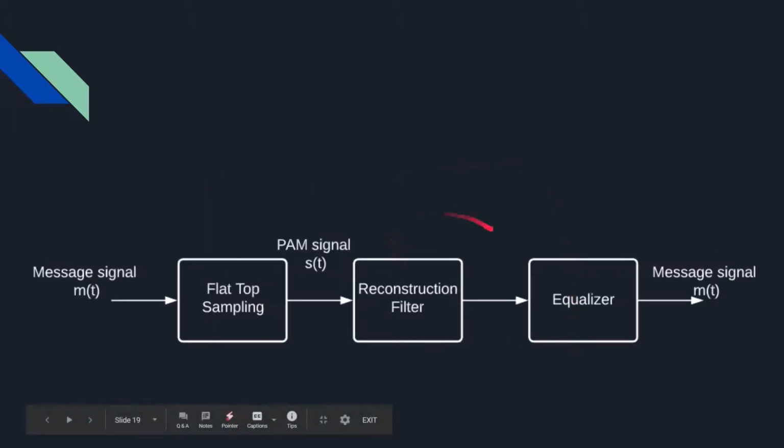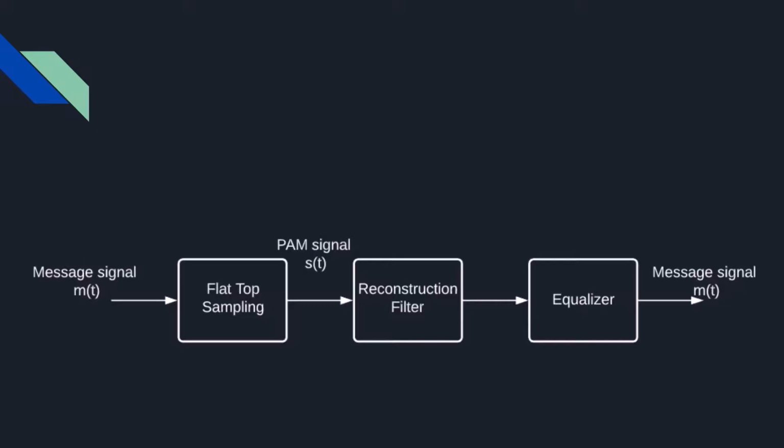The equalizer has the effect of decreasing the in-band loss of the reconstruction filter as the frequency increases, in such a manner as to compensate for the aperture effect. We have completed pulse amplitude modulation.